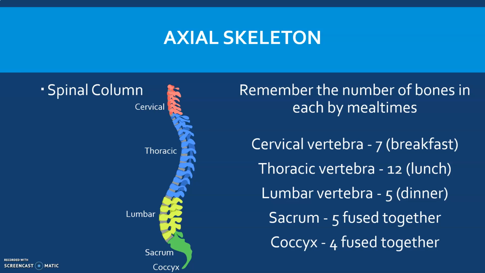You can remember the number of bones in each by thinking about meal times. For the cervical vertebra, you can think 7 vertebrae, which would be 7 a.m. for breakfast. For the thoracic vertebra, you can think 12 noon for lunch. There are 12 vertebrae. And for the lumbar vertebra, you can think 5 p.m., which is dinner, because there are 5 vertebrae.